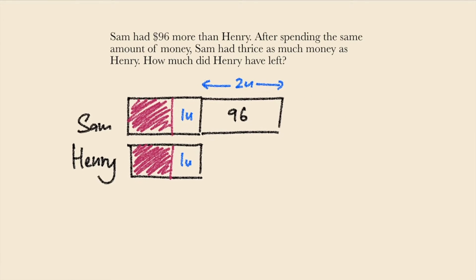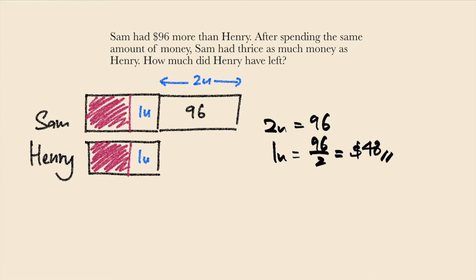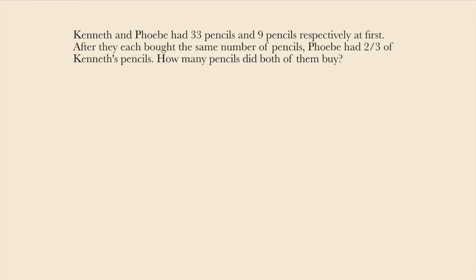With this, we can form an equation. 2 units is 96, 1 unit is 48. How much did Henry have left? It turns out we are interested in 1 unit. That's Henry's sum left, $48.